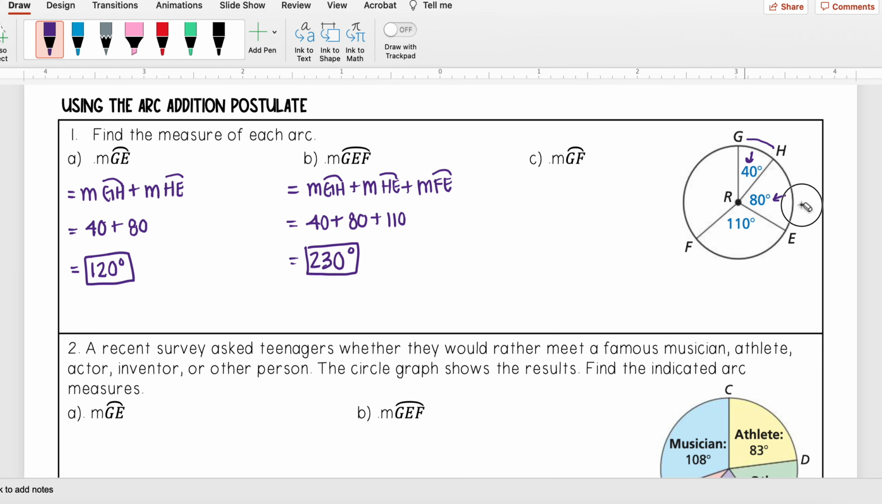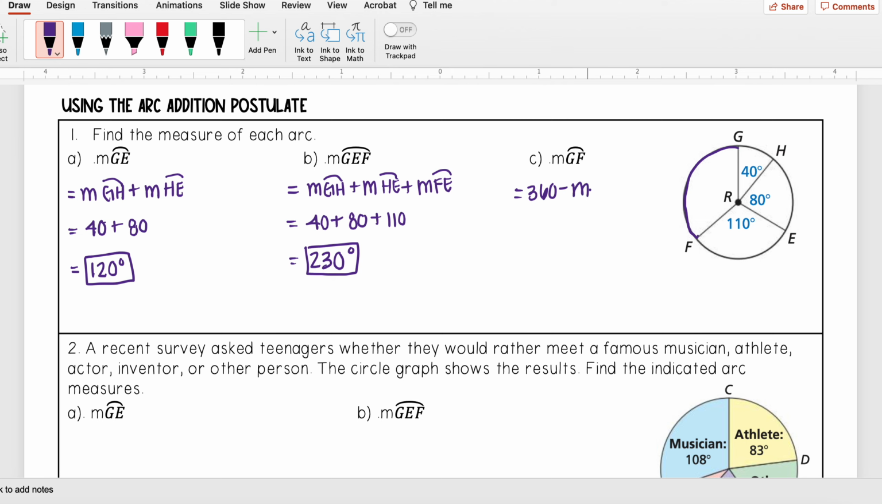Okay, now for this last one, I want to find the measure of arc GF. And so I noticed here, I actually don't have that measurement right here. So this is a minor arc, and normally we would just find it by the central angle. However, I don't actually have this angle. But what we did in part B is we found the rest of this. We found GEF. And I know that all of these arc measures need to add up to 360. So to find GF, I know that this is just going to be 360 minus the rest of those arcs.